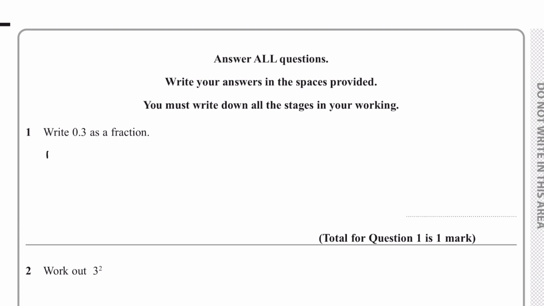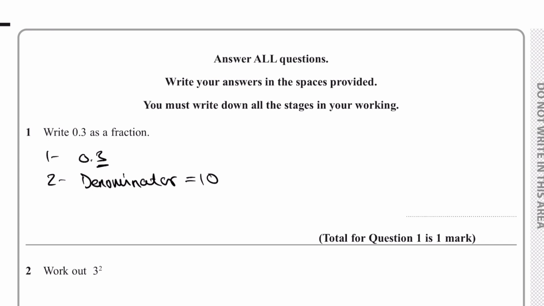First, write down the decimal, 0.3. The second thing that we do is count how many digits come after the decimal point. Here we have one digit, so our denominator will equal 10. If we had two digits after the decimal point, our denominator would be 100. And if we had three digits after the decimal point, our denominator would be 1000.